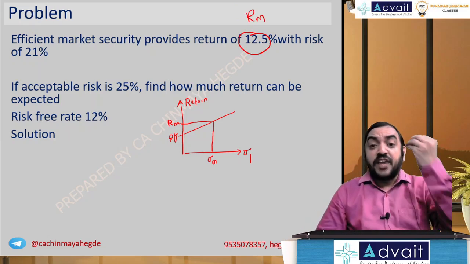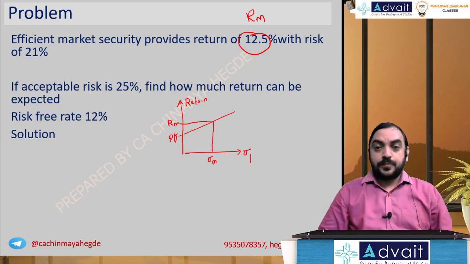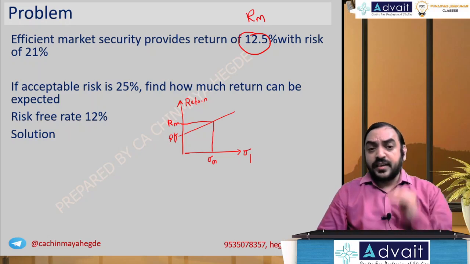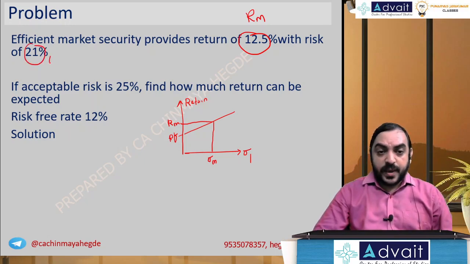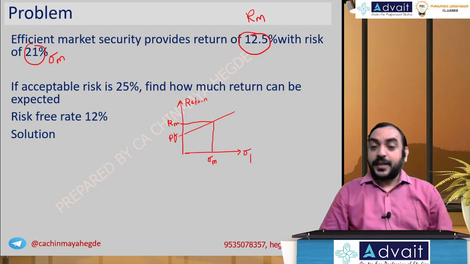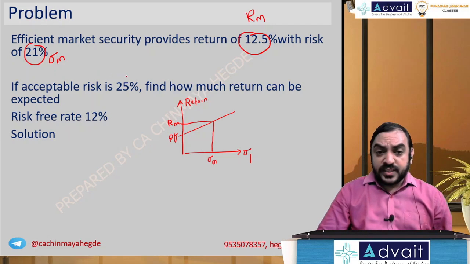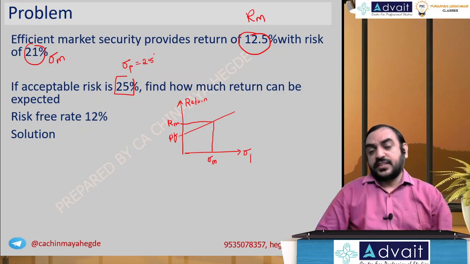We also say efficient market hypothesis. The market is efficient. You cannot go beyond that. The price will reflect all the factors. Anyway, market return, efficient market return. With a risk of 21%, risk means sigma m. Market risk is the standard deviation of the market, sigma m. And acceptable risk is 25%. So your portfolio has 25% risk.